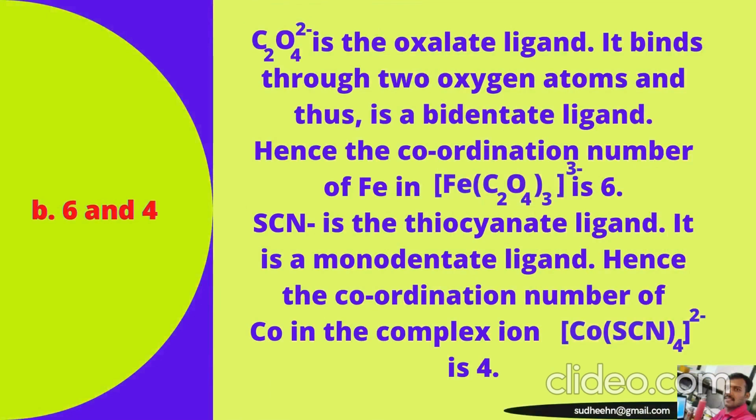Because C2O4 2-, that is the oxalate ligand, binds through 2 oxygen atoms and thus is a bidentate ligand. Hence, the coordination number of this complex ion is 6. And the thiocyanate ligand, SCN-, is a monodentate ligand. Hence, the coordination number of the cobalt complex ion given is 4. The right option is 6 and 4.